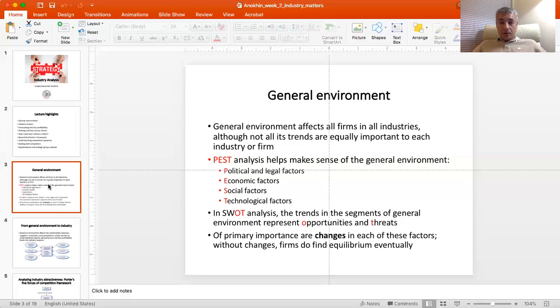And once again, when we describe this general environment, we are primarily interested in changes in each of those factors. If there's no change, firms eventually do find their equilibrium, right? It's changes that can bring about new opportunities or new threats. And it is those changes that we have to somehow take into consideration when developing our strategy.